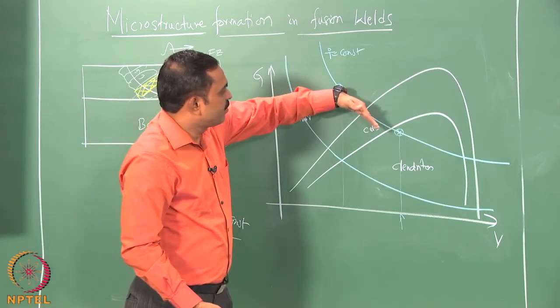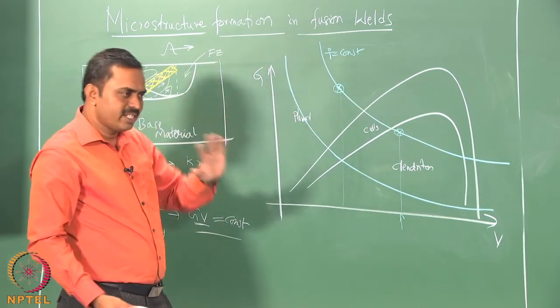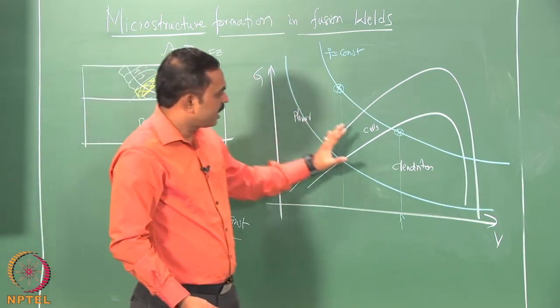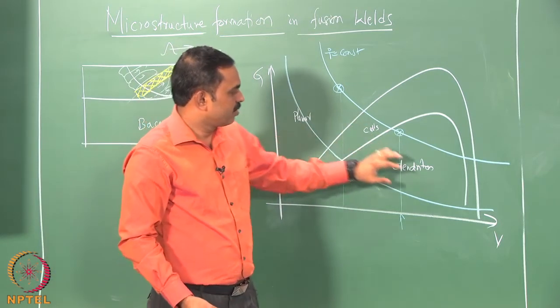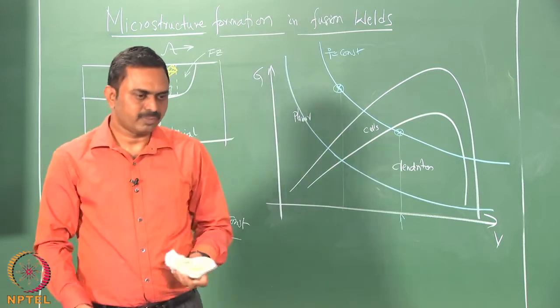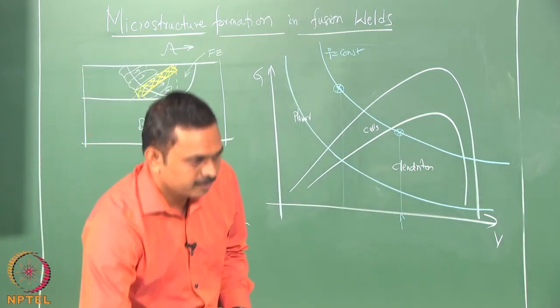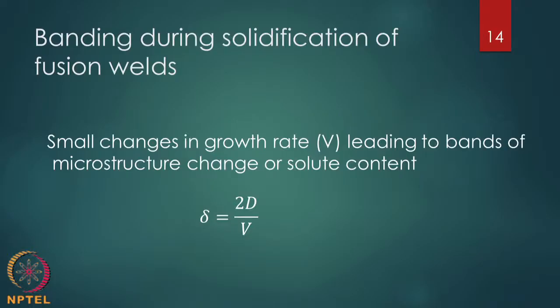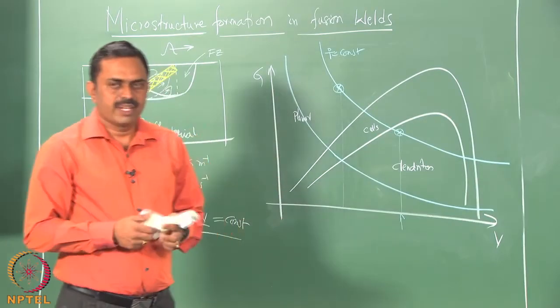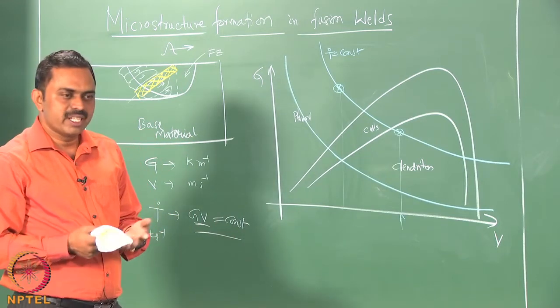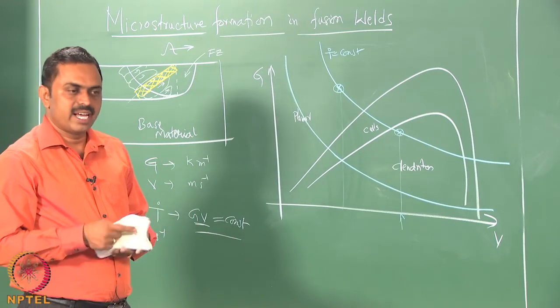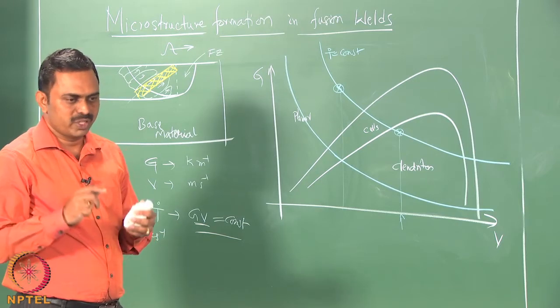And this can be done for various cooling rates. Whatever the cooling rate is, you can find out the conditions where the microstructure is going to change from planar to cellular to dendritic. And whenever the microstructure is changing by all these variations, we are also interested in, for example, small changes that are going to give us an indication that there will be microstructural variations within the fusion zone.